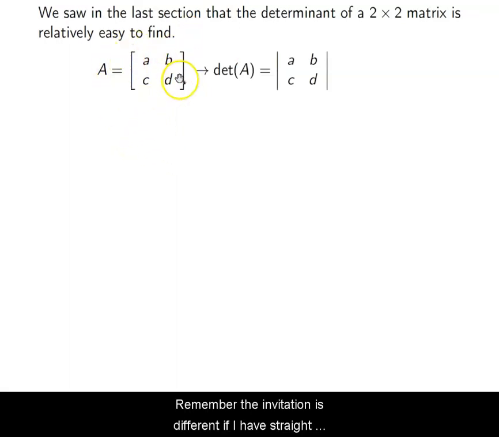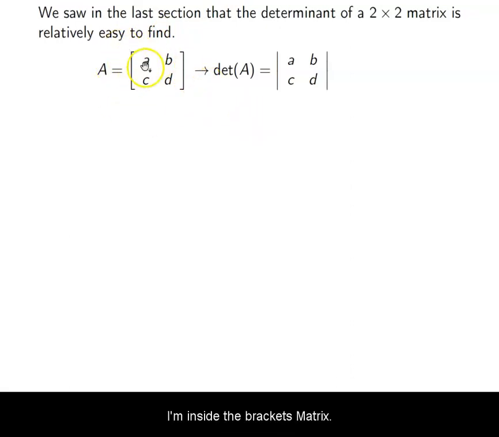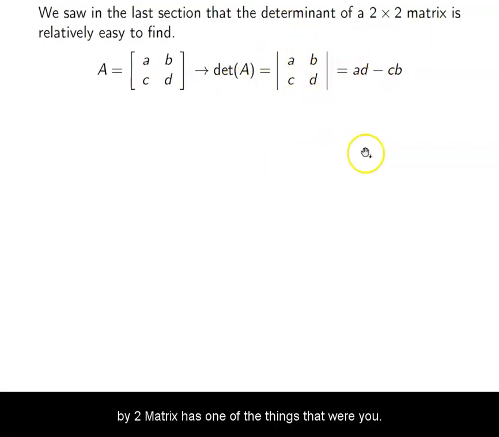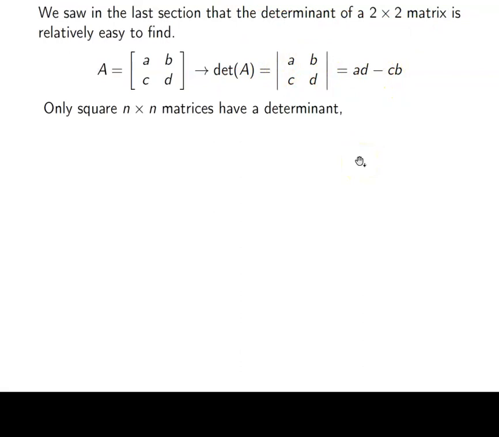Remember, the notation is different. If I have straight lines, that represents a determinant. Brackets, I guess we could say, represent a matrix, right? So if I'm inside of brackets, it's a matrix. Inside of straight lines, kind of like an absolute value, it means I'm finding the determinant. So it's just the product of A times D minus the product of C times B. Okay, so that's the determinant. We use this to find the inverse of a 2x2 matrix. It's one of the things that we're using.